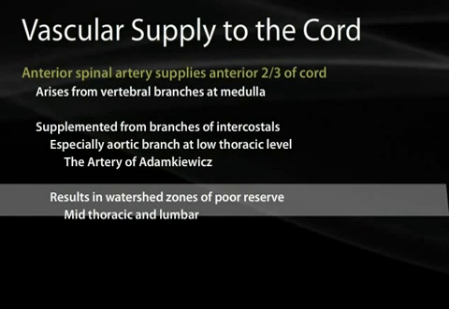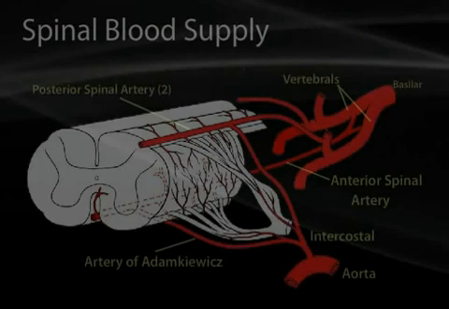A watershed zone is an area where it is at risk if global blood pressure decreases. A watershed zone is the area that's between two large vessels that are supplying a region of tissue. And so you can imagine if you're far away from the source of blood, you're going to be at risk if that source has less flow. Okay, so that's called a watershed zone. And those are found in the cord at mid-thoracic and lumbar regions.